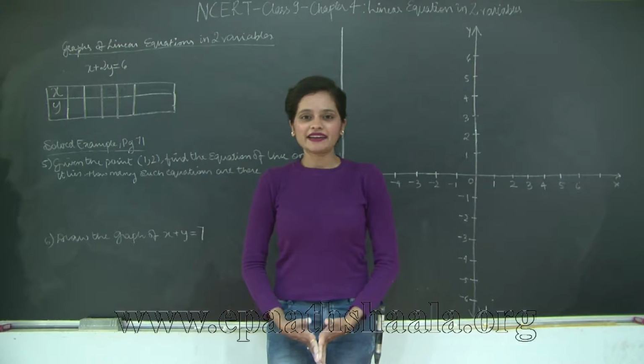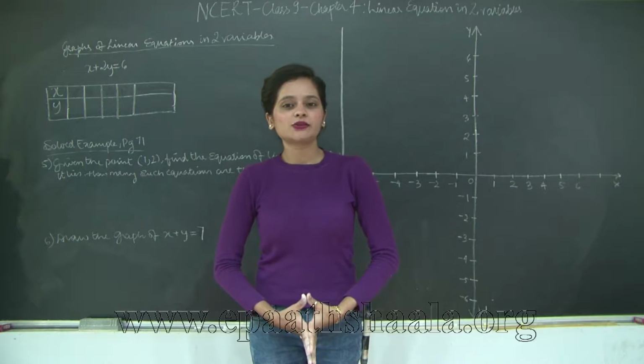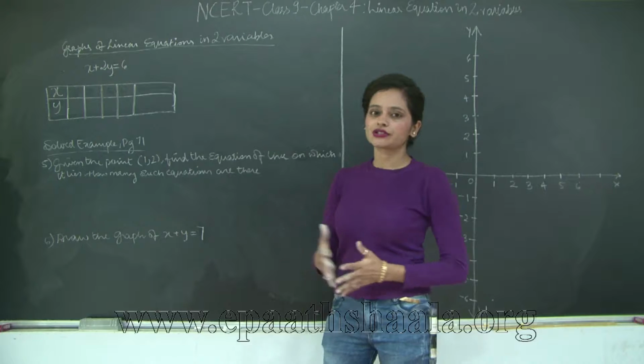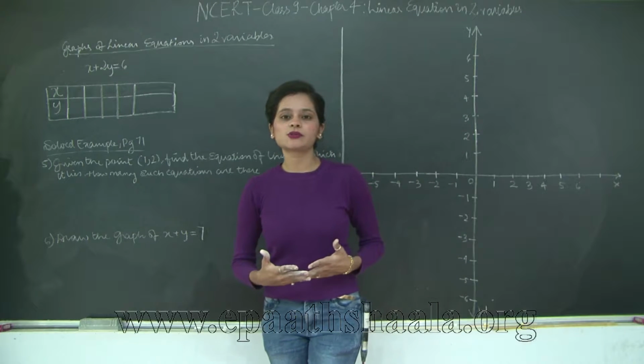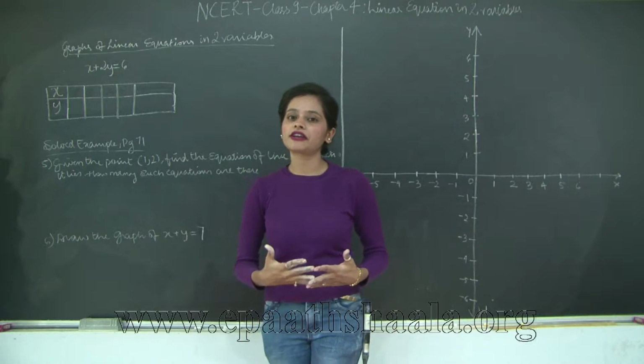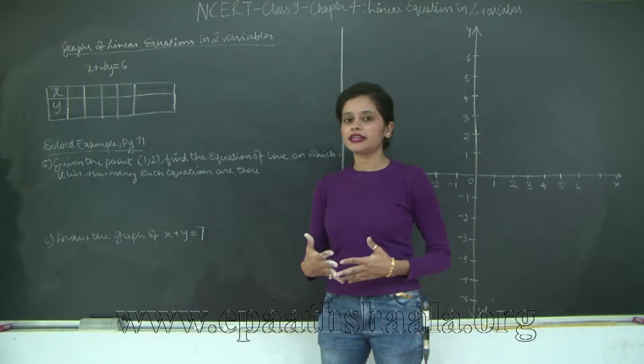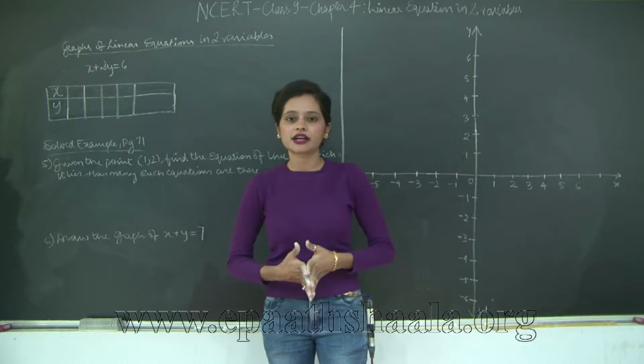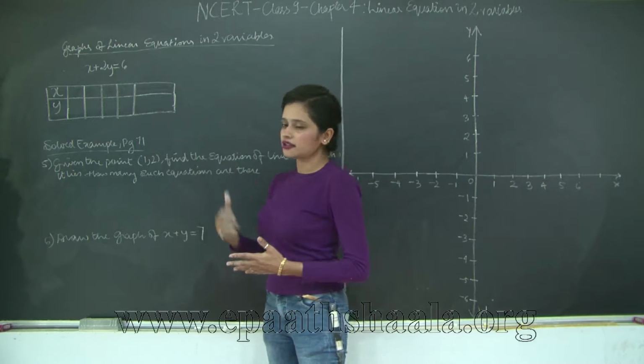Hello students, welcome back. Let's continue with chapter 4, linear equations in two variables, and today's topic for discussion would be graphs of linear equation in two variables. Now for single variables we saw that the solutions could be represented on a number line, but in case of linear equations in two variables we'll be needing a graph. I think we've discussed this in the introductory part as well. So let's take a look at an example.